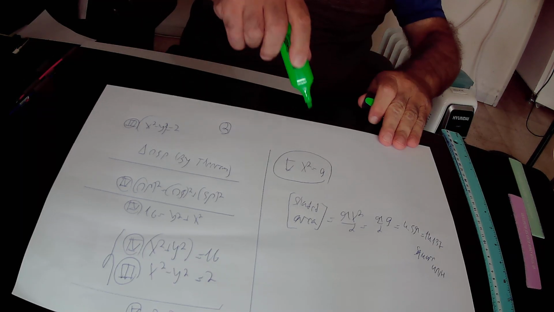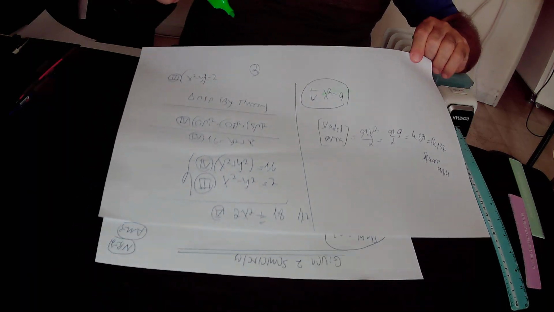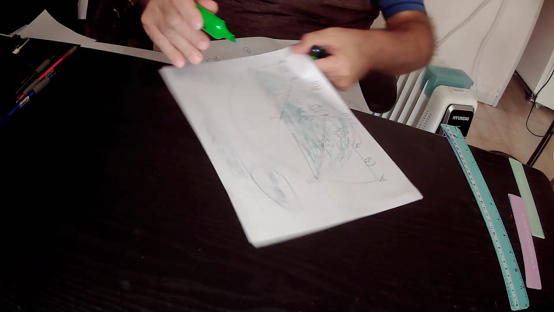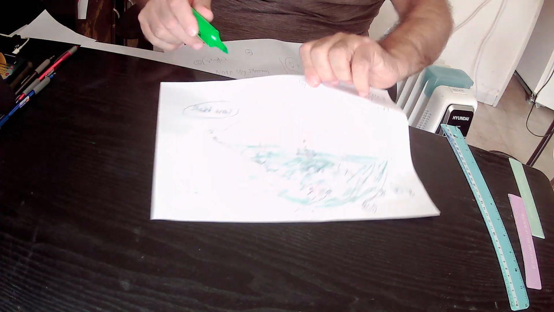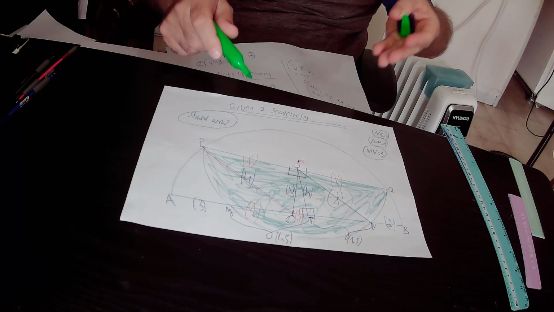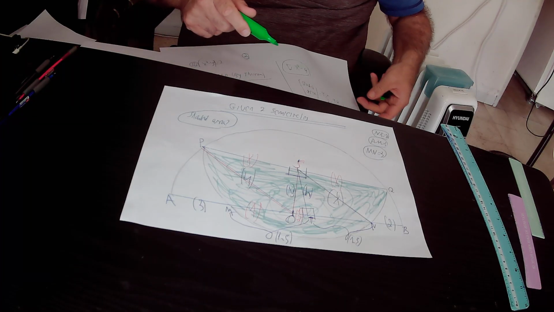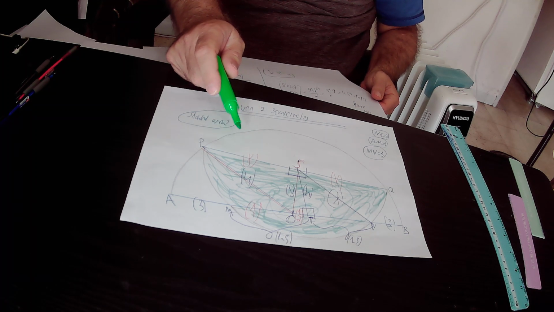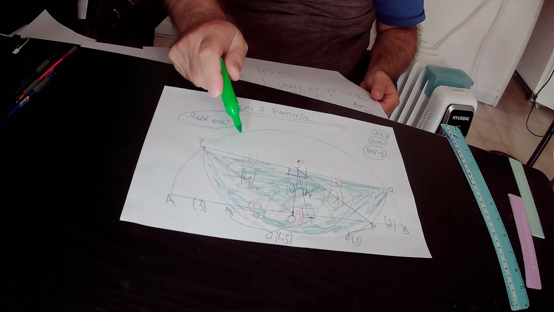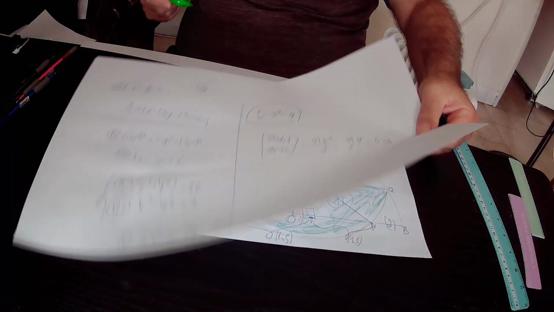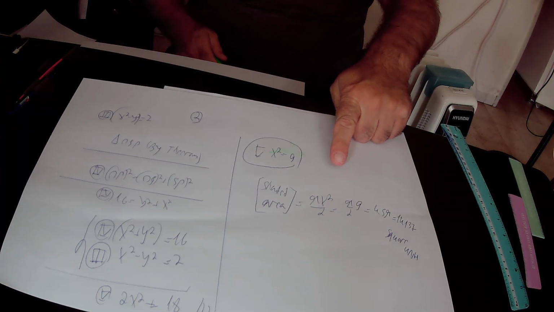Our task is to find this shaded area. What is the shaded area? The shaded area is the area of this small semicircle. What is the area of this small semicircle? It equals pi x squared over 2, because the radius of this small semicircle is x.